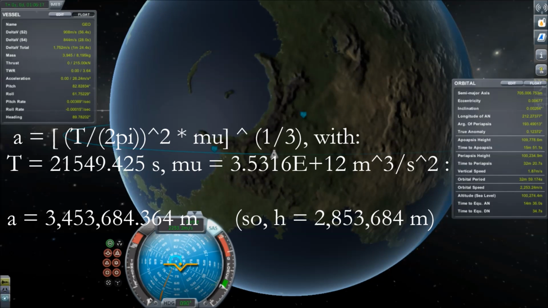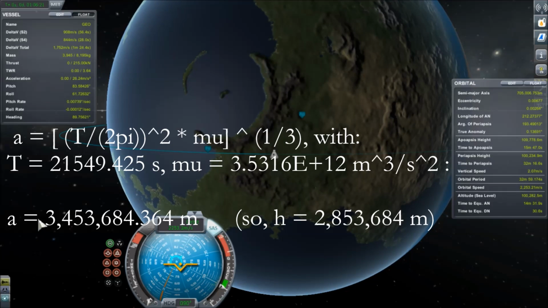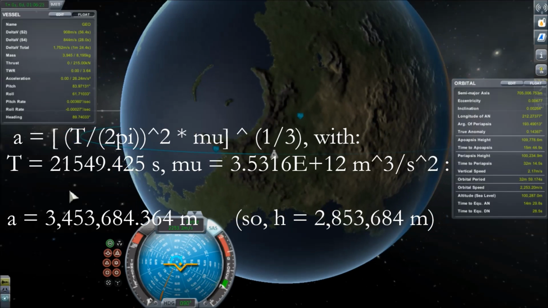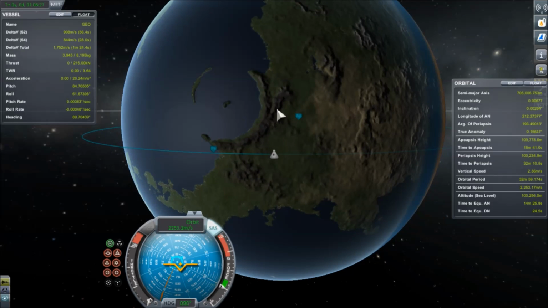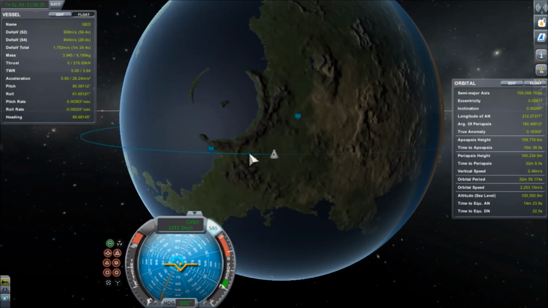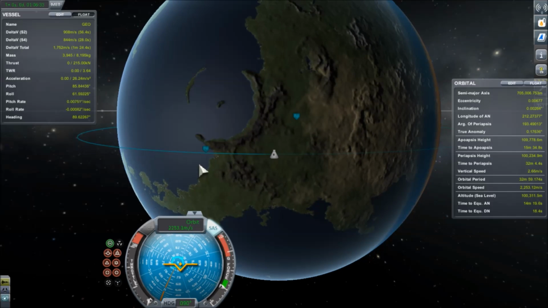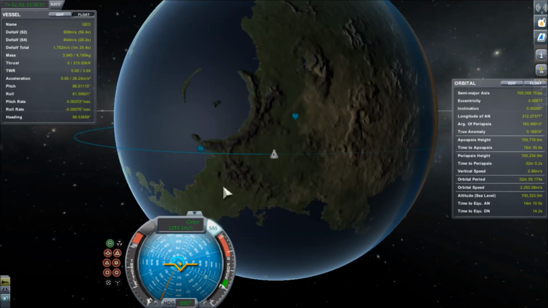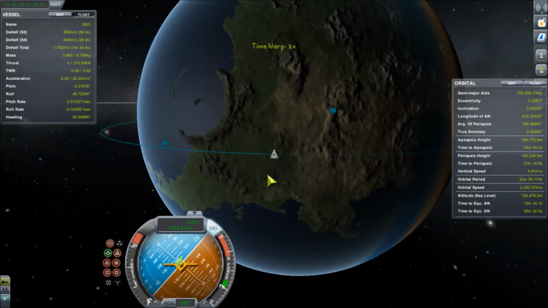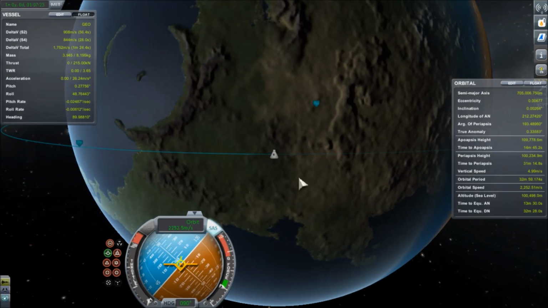Now, when we plug that into our equation for the semi-major axis, we find that we need to be out at 3,543.684 kilometers. And when we subtract the 600 kilometers of Kerbal's radius out from that, we figure out we need to have an apoapse altitude of 2,853 kilometers thereabouts.